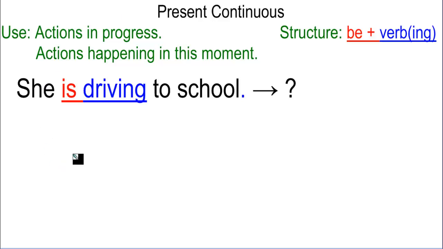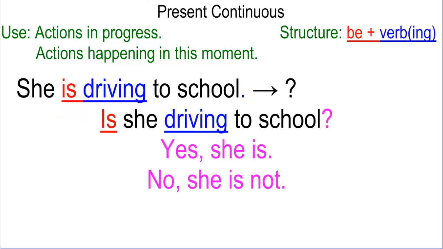Exactly, it is the verb be. You just move it to the beginning of the sentence. Okay, is she driving to school? And obviously the answers could be yes or no. But remember, we should say the complete short answer. Yes, she is. No, she's not.